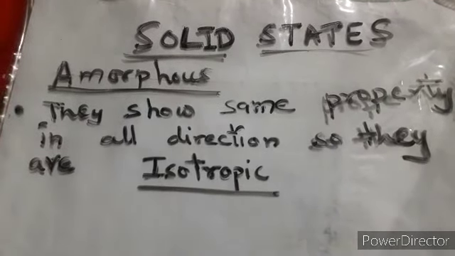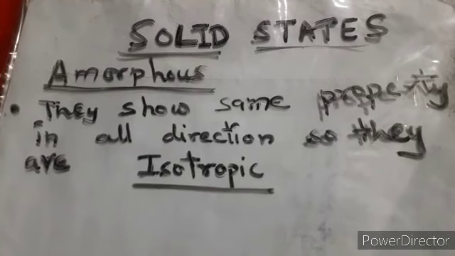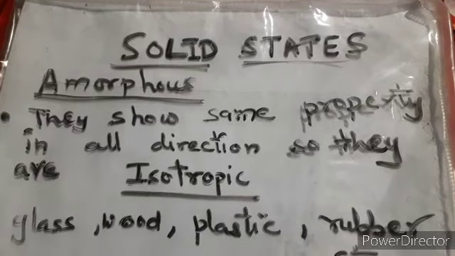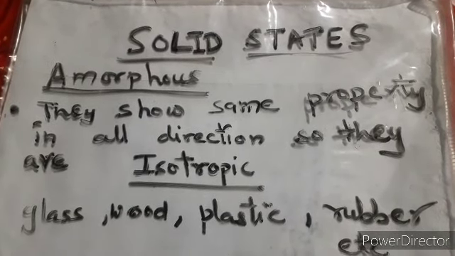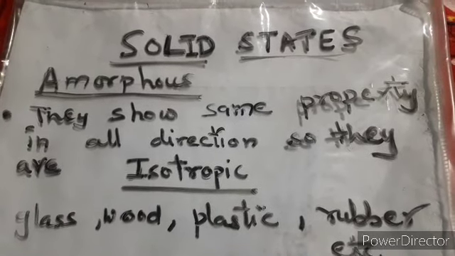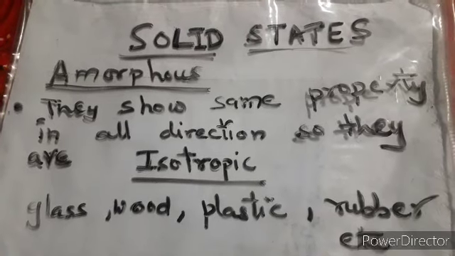Now what type of solids can be put in amorphous? Amorphous solids are like glass, which is also a solid. So this is one of the properties of amorphous solids, that they show the same properties in all directions, so they are isotropic in nature. Now we have to focus on what the properties are.